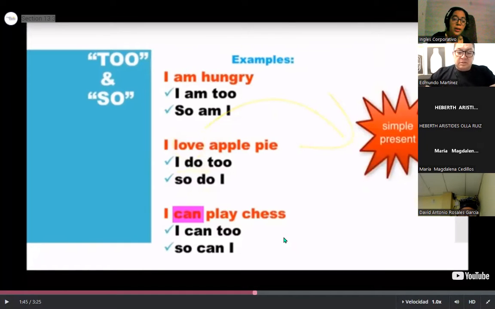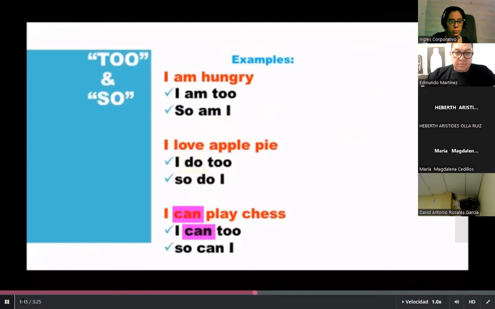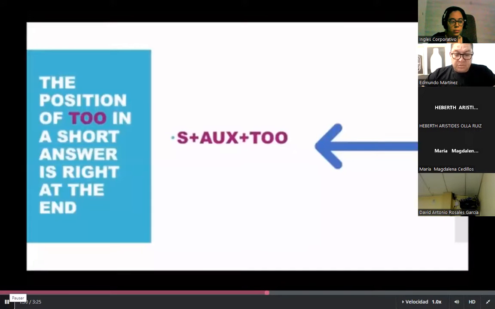It's the same, but on this occasion, like Mundo says, you have to use can, because we are saying the sentence using can. You say, I can play chess. I can too. So can I. The position of too is right at the end. Follow me: subject, auxiliary, too.